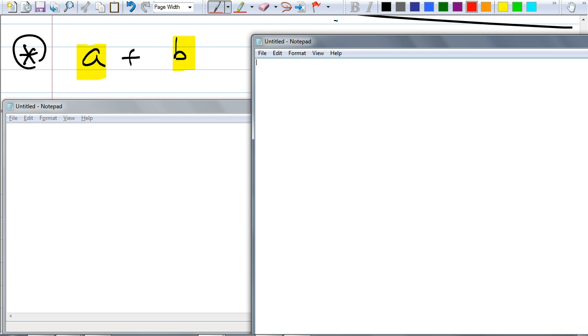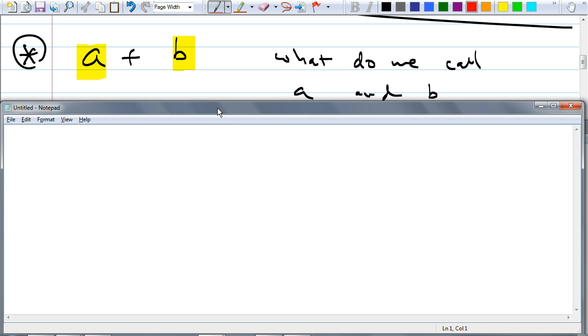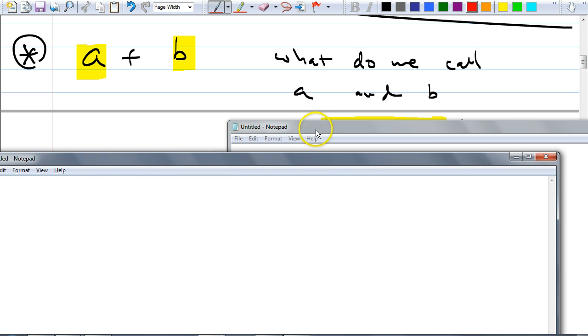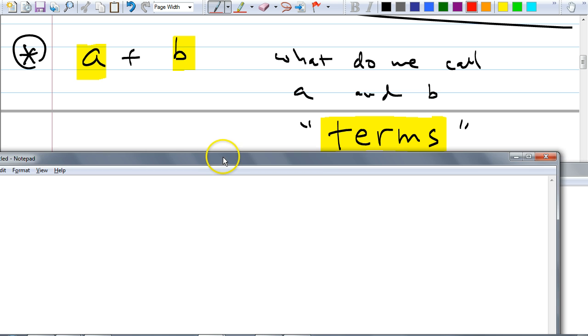A and B are called, because people always get mixed up, it starts with T. Anybody know? Okay, let me just tell you. A and B are called terms. Terms is correct. These are called terms. The reason I'm giving you this is because people get confused with this.